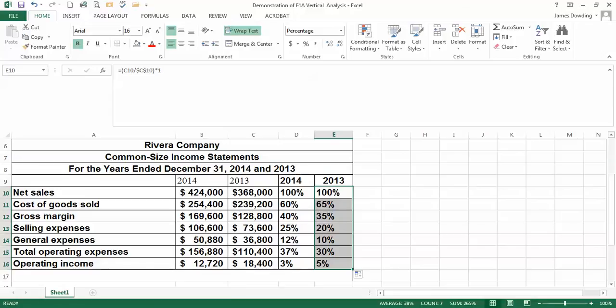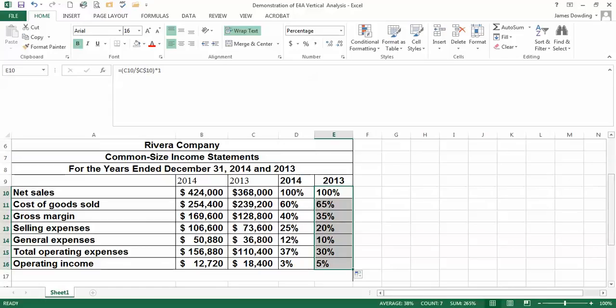But my selling expenses went up. My general expenses went up. My operating expenses went up. And what we look at is my operating income went up because of the big difference in my cost of goods sold, my inventory, what I have to buy that I'm going to sell.